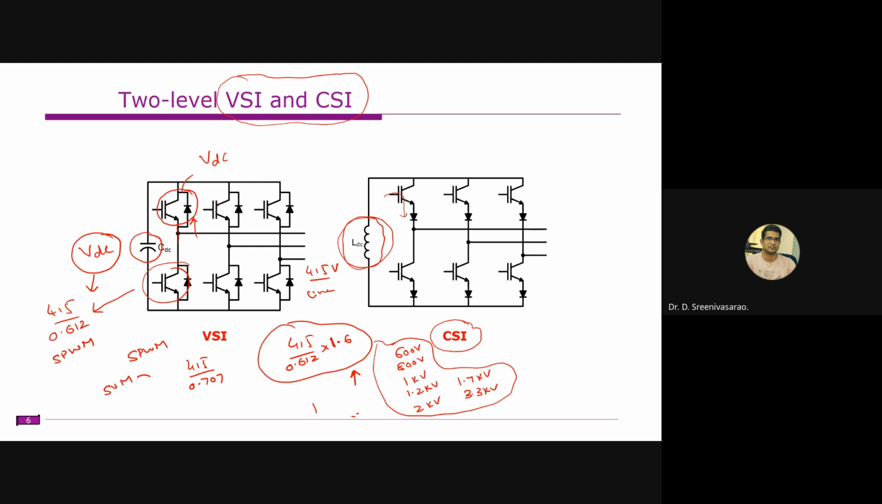If you want to select the current rating, the current rating obviously depends on the load side: how much current it is handling, like 50 amperes or 100 amperes. Based on that, you can select the current rating. But the basis for the voltage rating is how much voltage you are expecting on the output side of the inverter. Based on that you choose the input DC voltage, and if you keep some factor of safety, accordingly you can select the switching device.